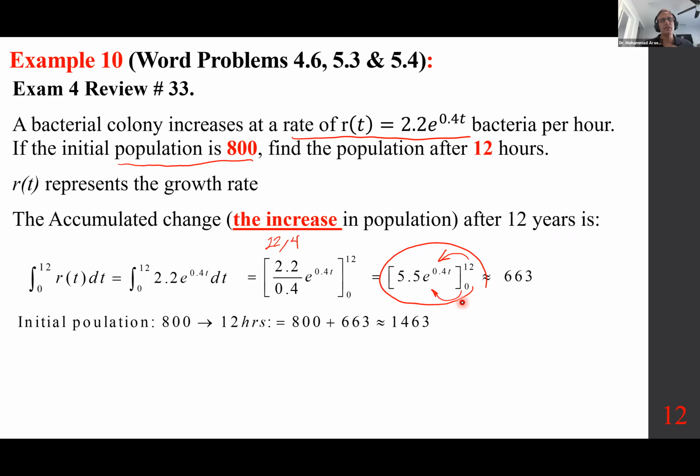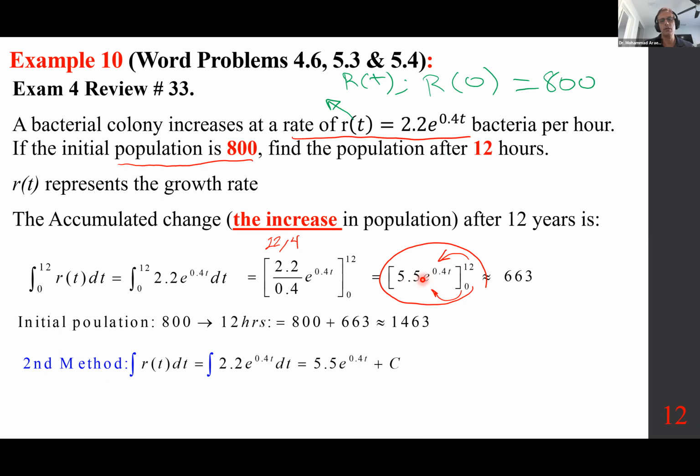The second method is, instead of lowercase r of t, notice we can calculate capital R of t, which represents the population at t, with the initial value R of 0 being 800. So we can do that. With that being the case, we've done the work here. So we can say capital R of t is this plus a constant.